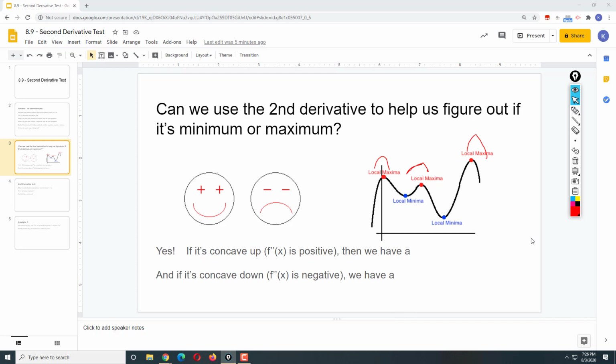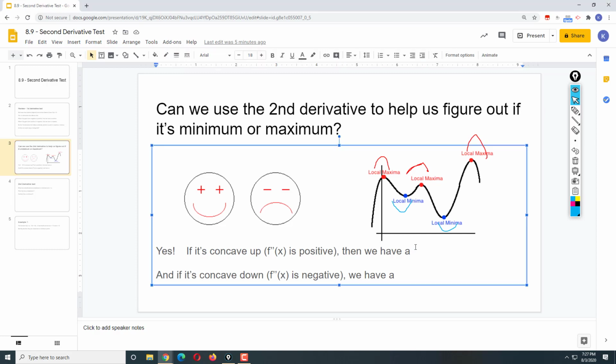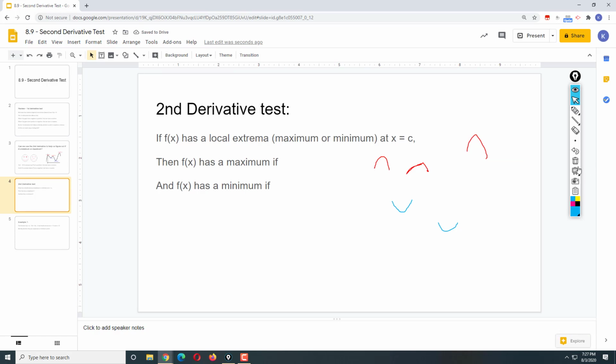And at the 2 minima, it looks like a U, going down and then going up. So whenever there's a minima, it is concave up because the graph looks like a U. So if it's concave up, the second derivative is positive, then we have a minima. And if it's concave down, the second derivative is negative, then we have a maxima. That's the second derivative test.